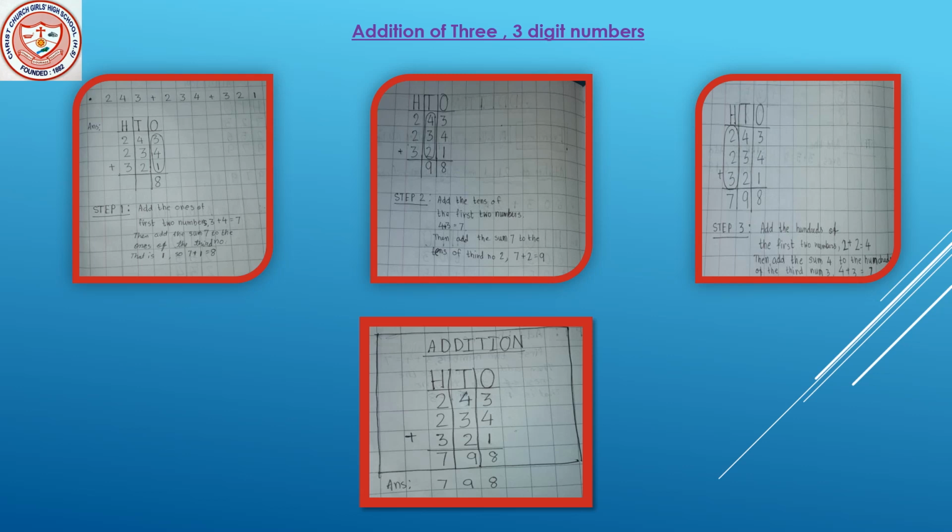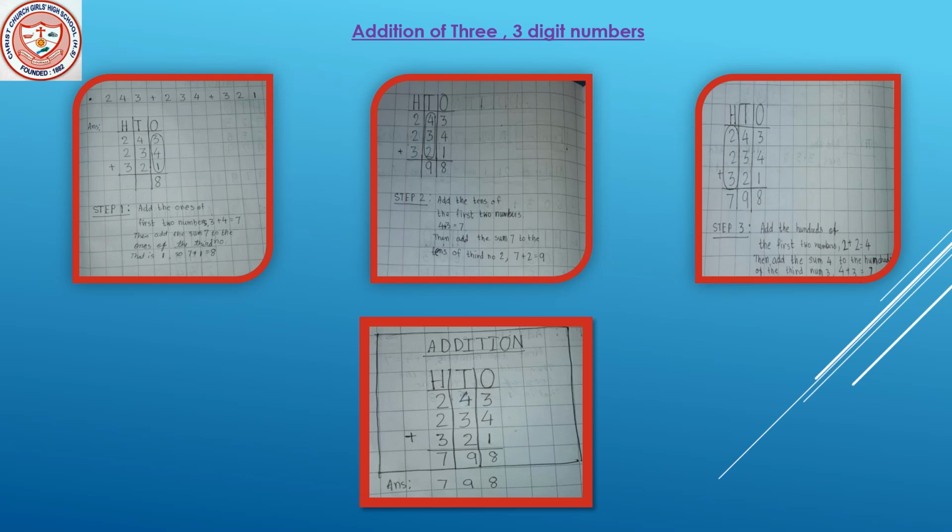Then add the tens of the first two numbers, and after that add the sum to the tens of the third number. Look, step 2. Add the tens of the first two numbers, that is 4 plus 3 is equal to 7. Then add the sum 7 to the tens of the third number, that is 2. Means 7 plus 2 is equal to 9.